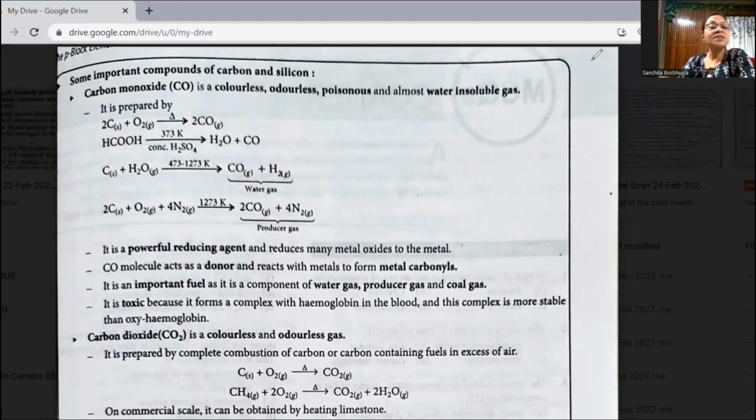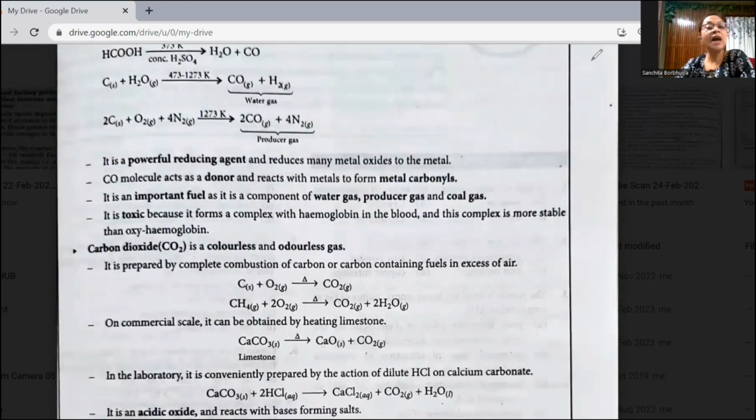Coke, if heated with water, see the temperature, approximately 450 to 1200 degrees Celsius, gives you a mixture of carbon monoxide and hydrogen, which is called water gas. And carbon, when heated with air, which is a mixture of oxygen and nitrogen, takes up the oxygen and forms carbon monoxide. Nitrogen remains in the mixture unreacted, and this is called producer gas. All right, and it is a powerful reducing agent.